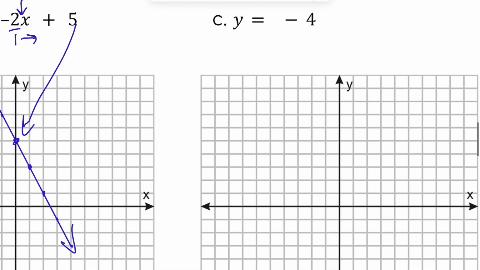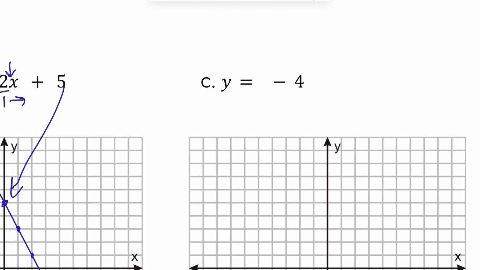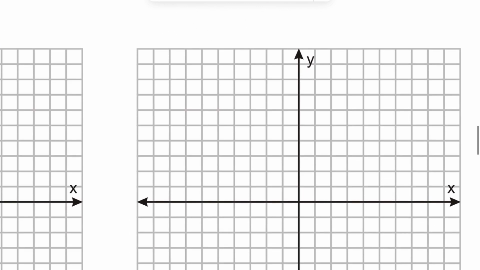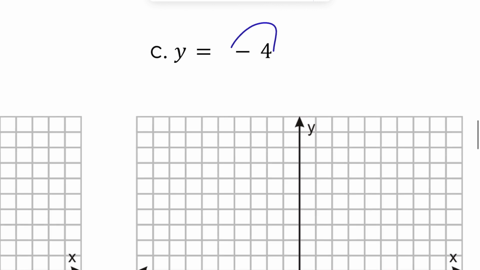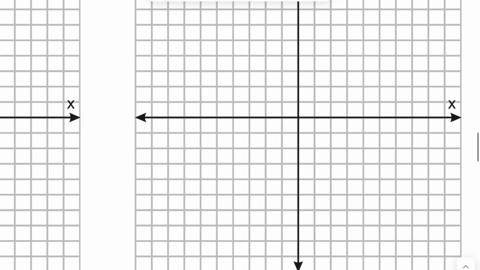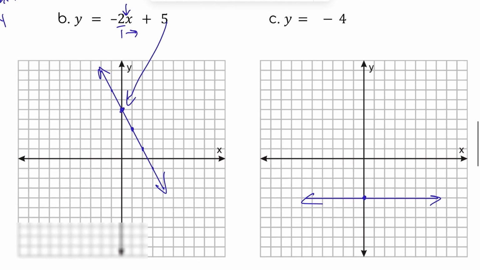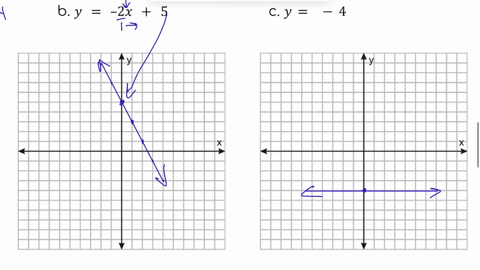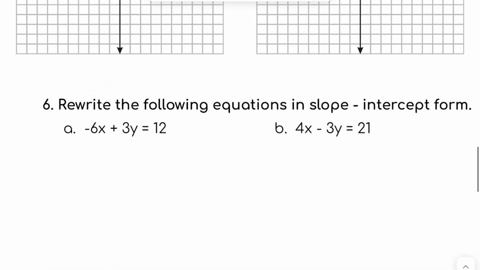So there's that one. This one, x is missing. So that means it's going to go across the y-axis. Find -4 on the y-axis, because it says y equals -4. That's down here. And then just make a horizontal line across. So that is the graph of that one. If it were x equal something, you would do a vertical line. Be ready for that on the test.